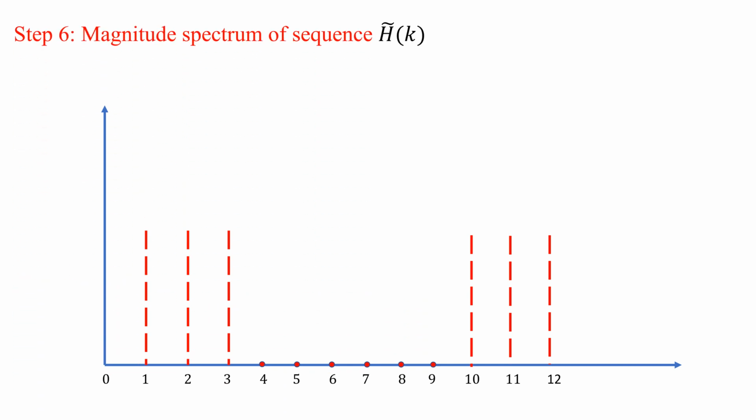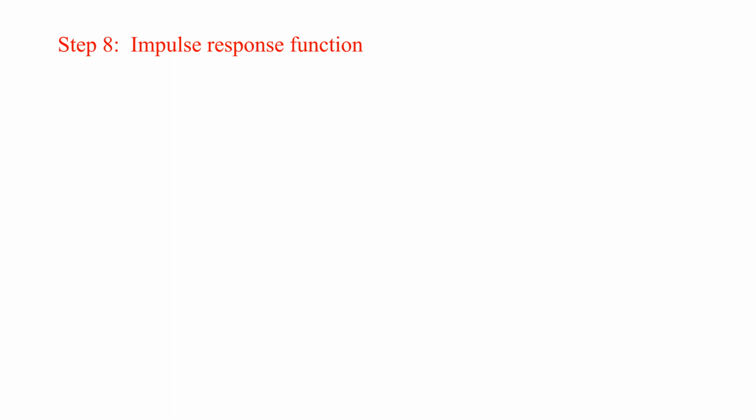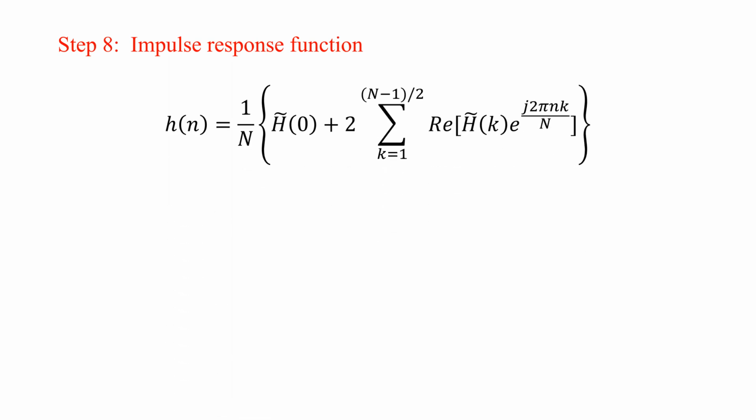So next step, we have to find the magnitude spectrum of the sequence H of k. Here we can find the samples. Next, the same H of k we have to represent in functional representation. We have to find the impulse response function. Impulse response is small h of n, that we know.